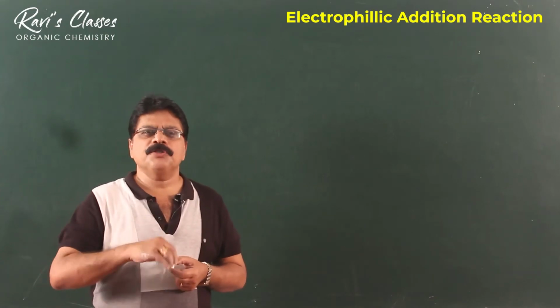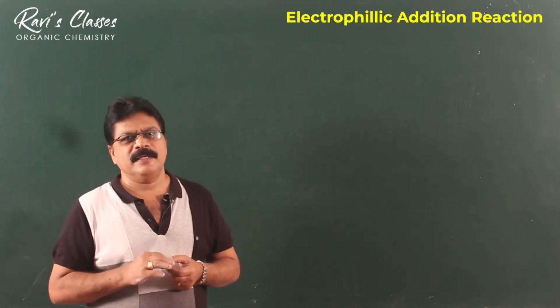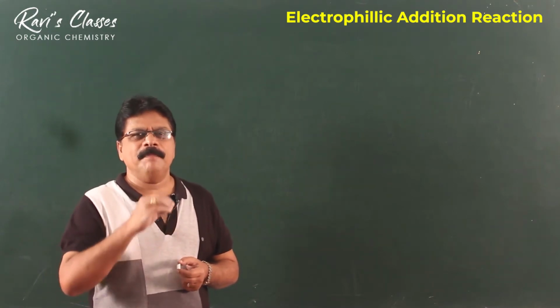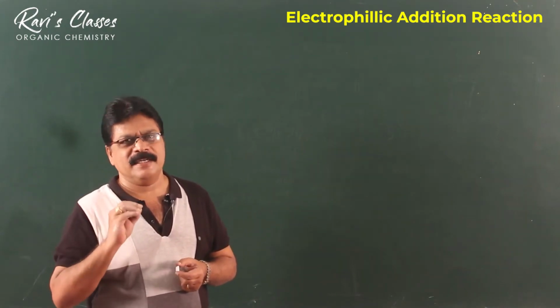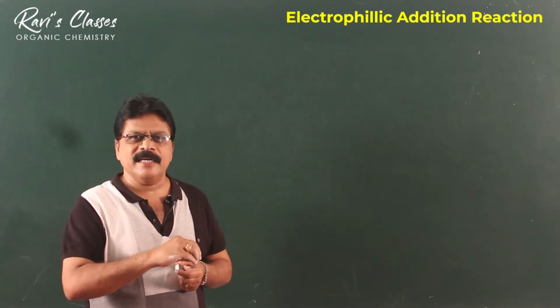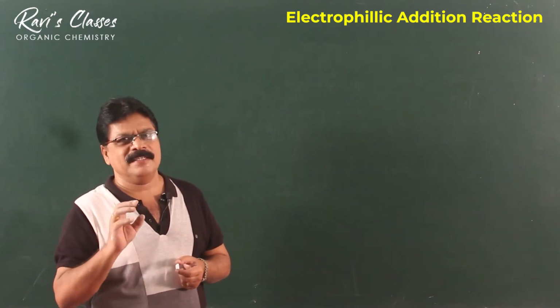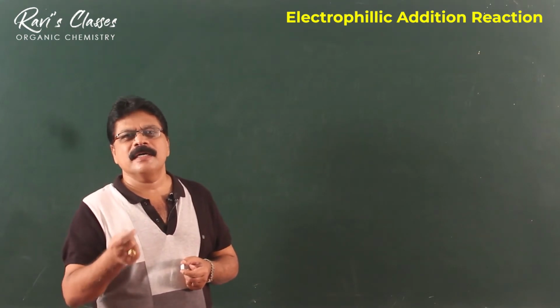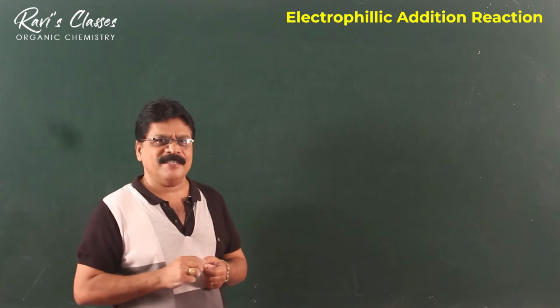Now, let us talk about the reactions of an alkene. Alkenes have a pi bond, and a pi bond very easily undergoes addition reactions. So, the general reaction shown by an alkene is an addition reaction. What type of reaction? What is its mechanism? How can you find out the products of an addition reaction?